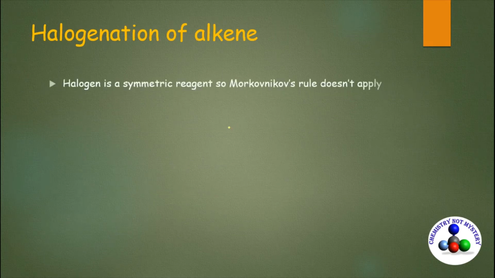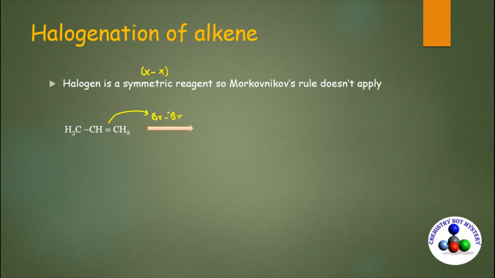Now come to the halogenation. Halogenation is the addition of halogen, which is a symmetrical reagent, so it doesn't follow Markovnikov rule. Let's see how Br2 can be added to an alkene. When we add Br2 to propene, in the first step, pi electrons of alkene approach the Br2 molecule.